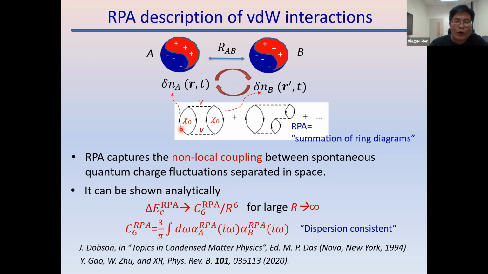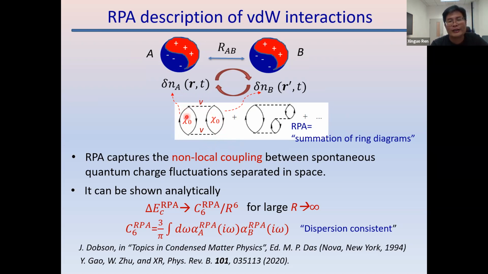So the way to understand why RPA can capture this type of interaction is from its diagrams. RPA is a summation of these so-called ring diagrams to infinity. Actually, at second order, which is given by this diagram, one can already describe the van der Waals interaction. Here, these two bubbles, each bubble describes the fluctuation of one molecular system, and they are coupled by these long-range Coulomb interactions.